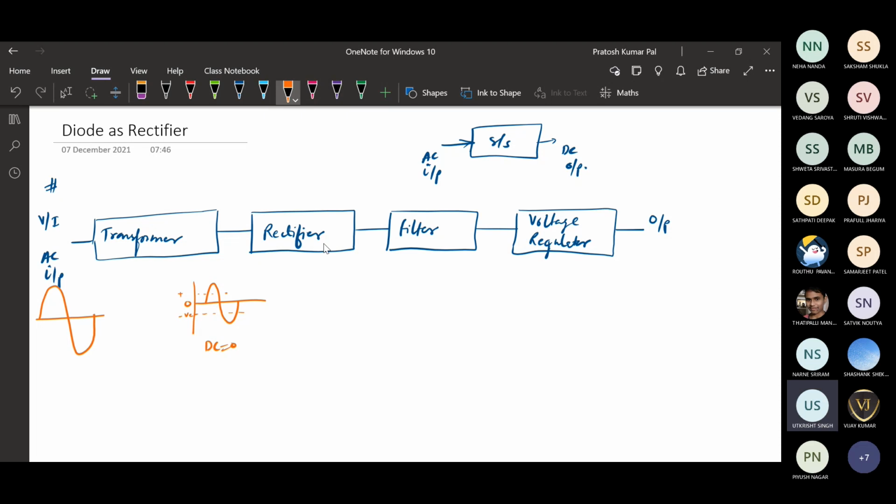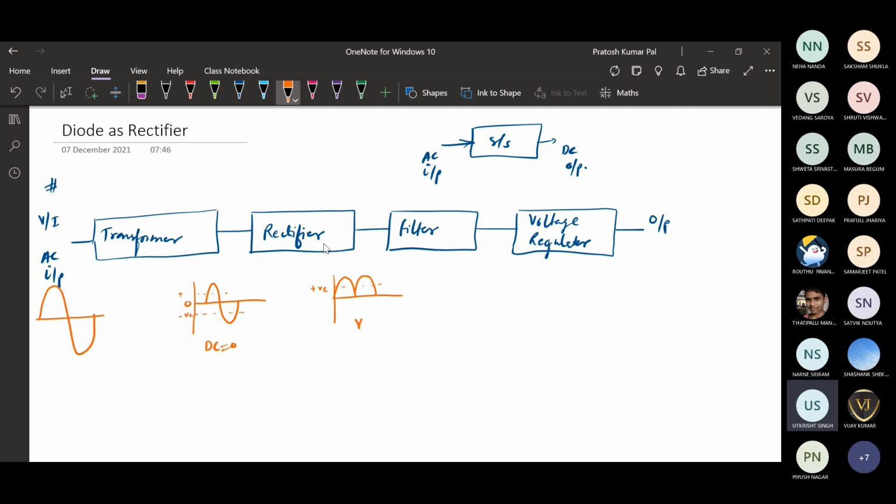Now, what the rectifier does is this: the input waveform to the rectifier has variation in both the positive half and the negative half. But after the rectifier, the output is restricted only to the positive half. Initially there was some DC value on the upside and some on the downside, so overall the DC value was 0. But the output from the rectifier has some positive DC value.